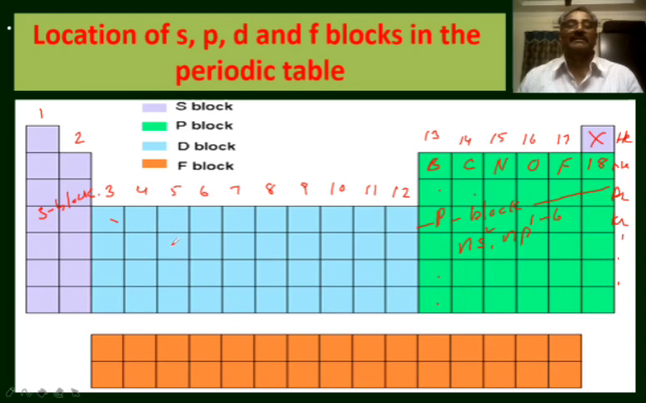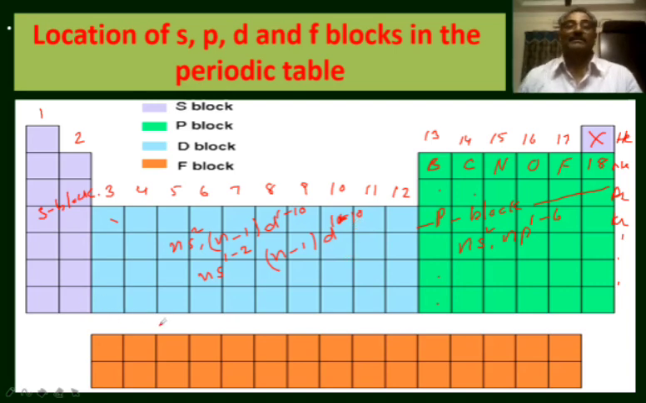The general electronic configuration of d block elements is ns2 (n-1)d 1 to 10. In some cases, in order to give the stable electronic configuration, the electronic configuration can be deviated. So we can write this as ns 1 or 2 (n-1)d 1 to 10. This is the general electronic configuration of d block elements.